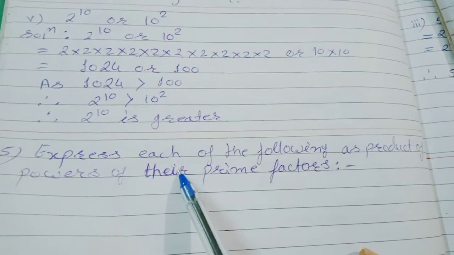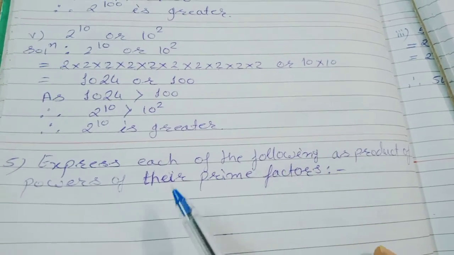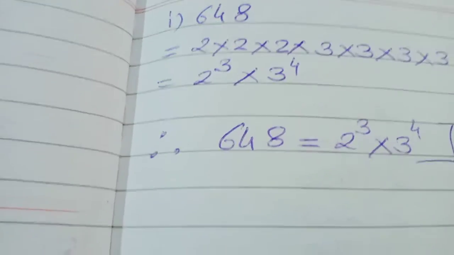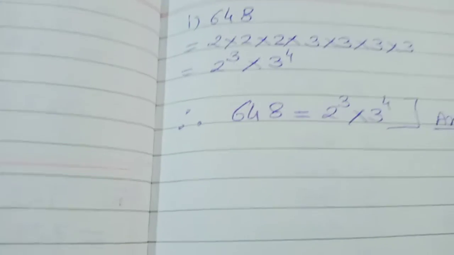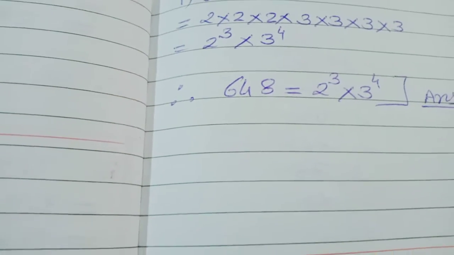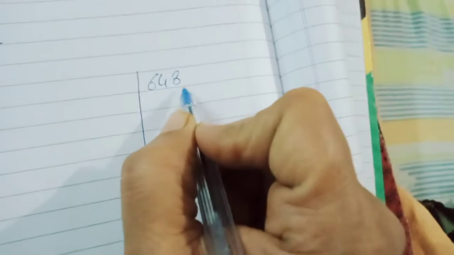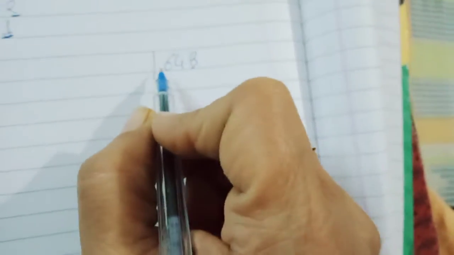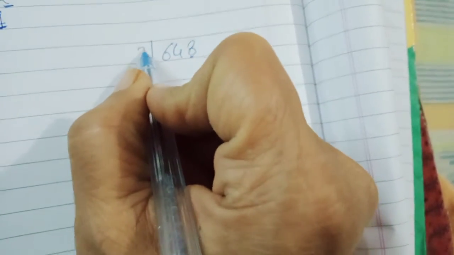Now, question number 5. Express each of the following as product of powers of their prime factors. Students, we have to prime factorize these numbers. This is 648. To solve this 648, we have to prime factorize this number. Here, unit place number is 8, which is even number. So, we will divide this number by 2.